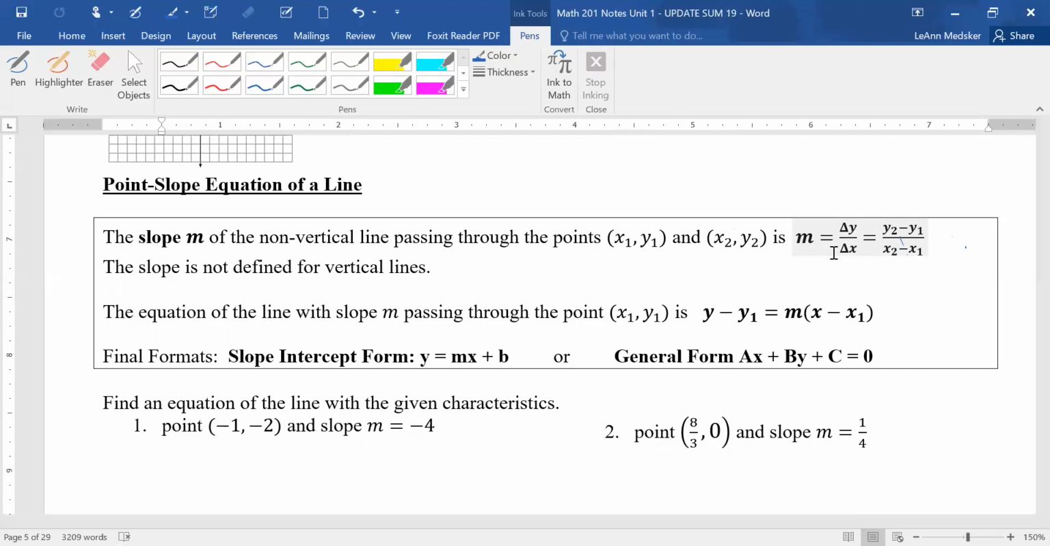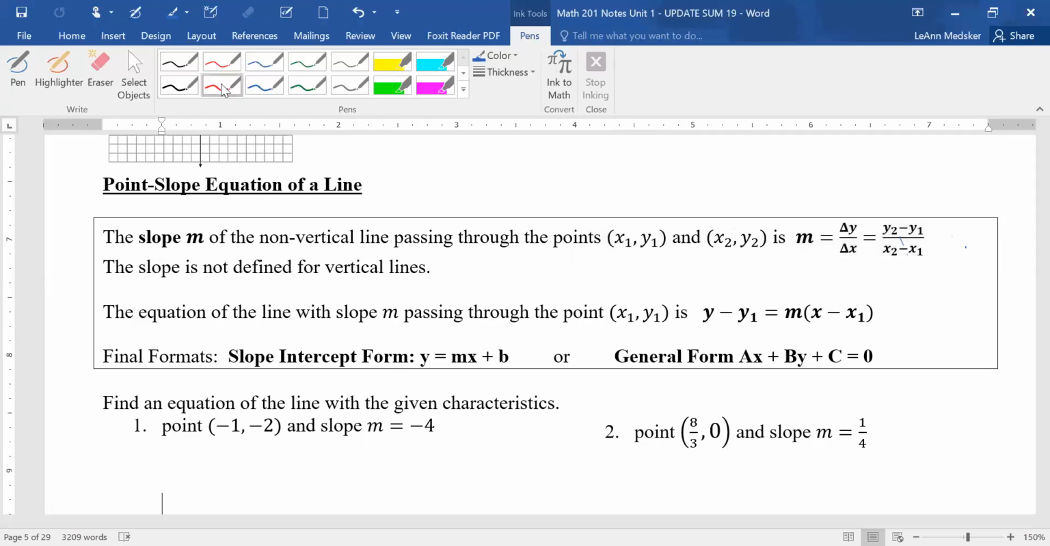You could easily do y1 minus y2, but you have to be consistent and do x1 minus x2 in the bottom. So you have to start with the same ordered pair on top and bottom for where you pulled out the x and y from. And it is important. If you put x's on top in this formula, you do not get the slope. You get the reciprocal. So it has to be y's on top. So y's rise. That's always how I remembered it. And then we said the slope is not defined for vertical lines.